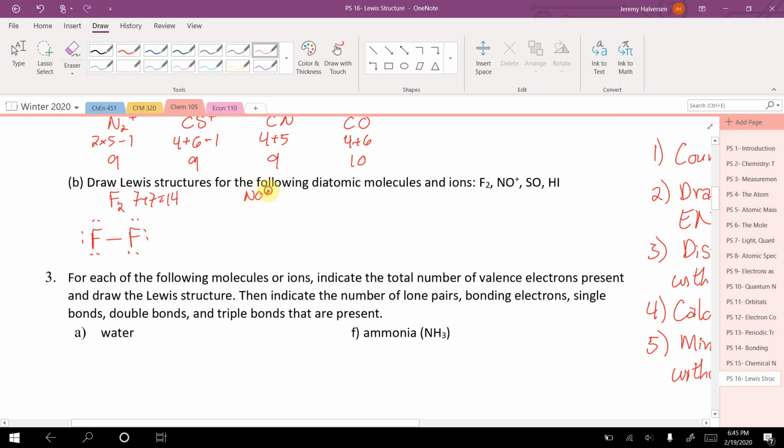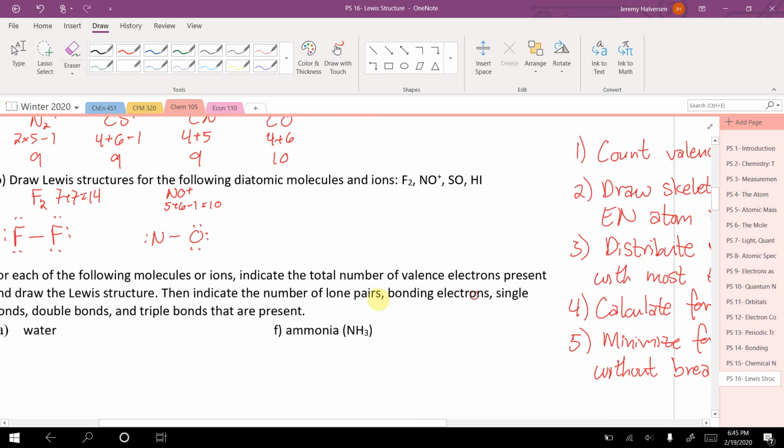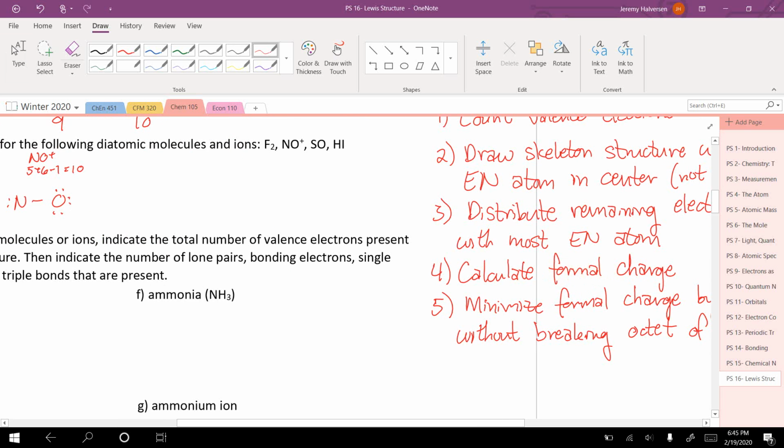All right, NO plus. N is 5, oxygen is 6, plus is -1, so that gives me 10 valence electrons. So I'm going to have N single bonded to O. I'm going to distribute the rest of my electrons, starting with the most electronegative, so oxygen. So 2, 4, 6, 8, and then 10. Now I'm out of electrons. Now you might be thinking, wait, what about nitrogen's octet? Because right now nitrogen only has access to 4 electrons. We're not done yet, so you don't need to freak out, because we still need to assign formal charge.